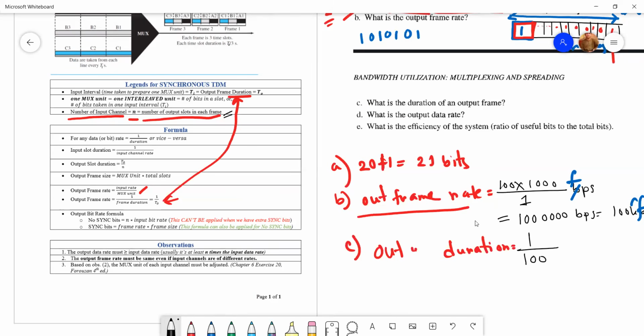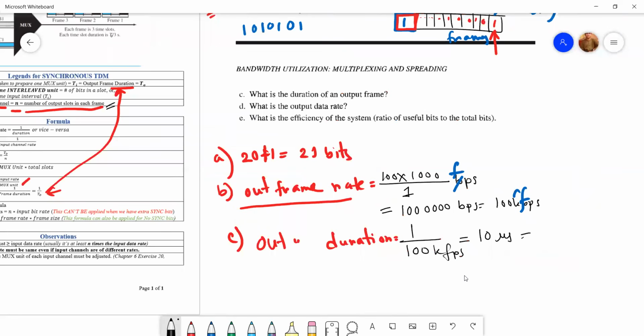So that is going to result in 10 microseconds, or we can also say this is going to be 1 into 10 to the power minus 6 second, basically 10 microseconds. Yes, it is going to be my 10 microseconds.